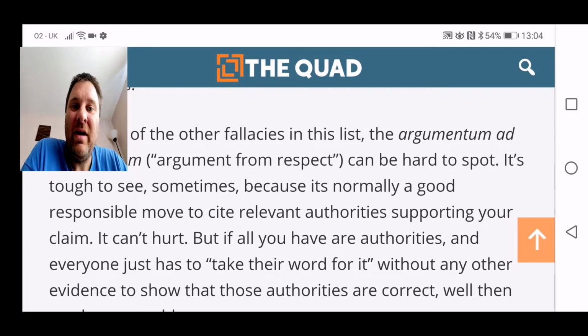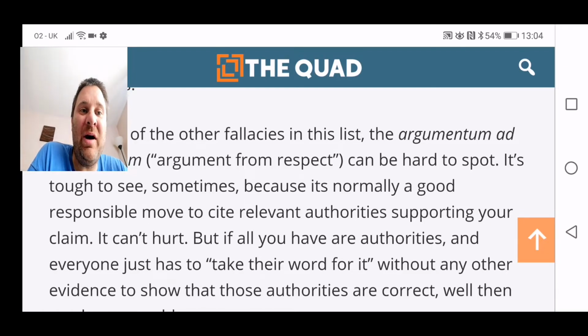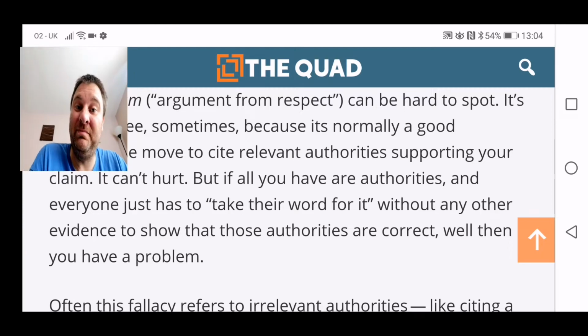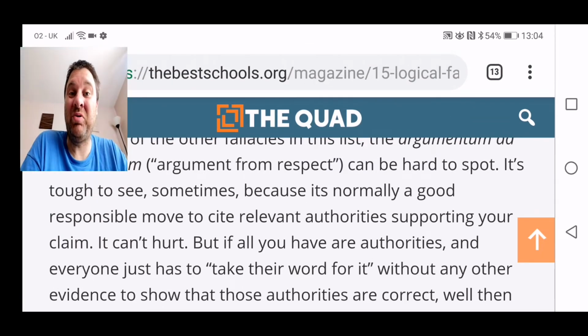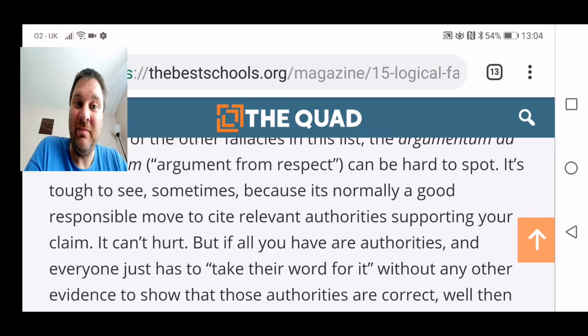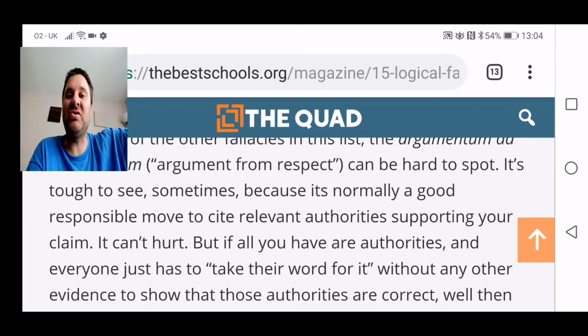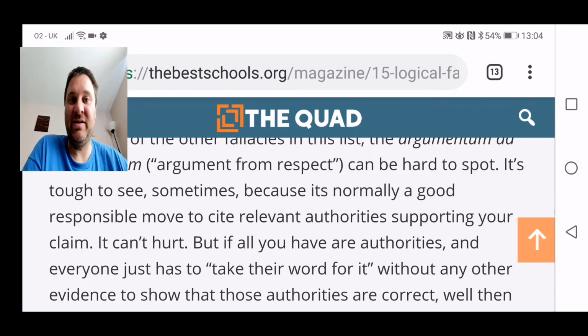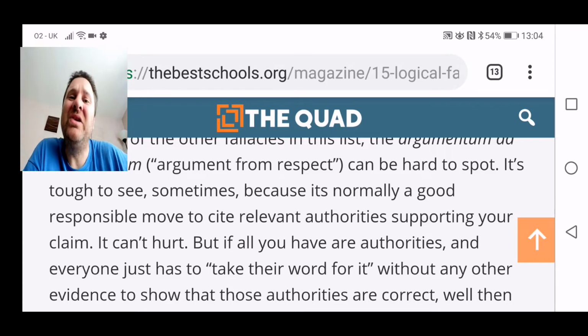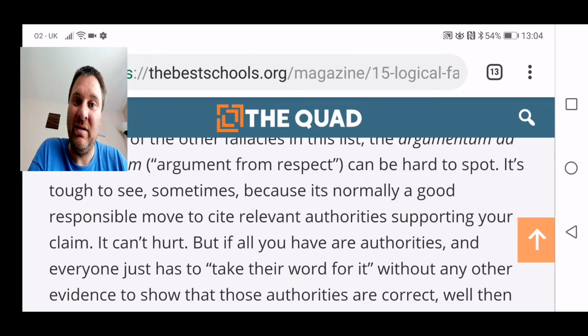Where are we? It can't hurt, but if all you have are authorities and everyone just has to take their word for it, without any other evidence or proof to show that those authorities are correct, well then you have a problem. Exactly. And this is the problem we've got. Yeah? We got all these people saying, oh, look, these people said this, these people said that, this institution says this, this institution says that. Science says this. But it's not like science belongs to an institution. It doesn't. It belongs to everybody. Science belongs to the individual.